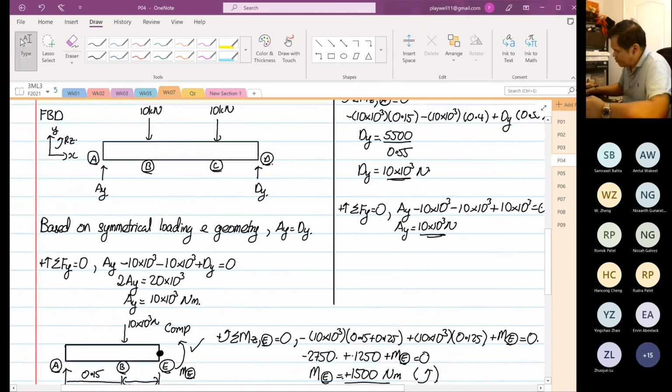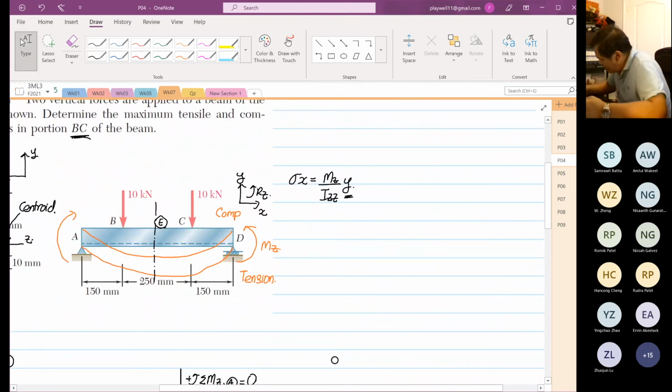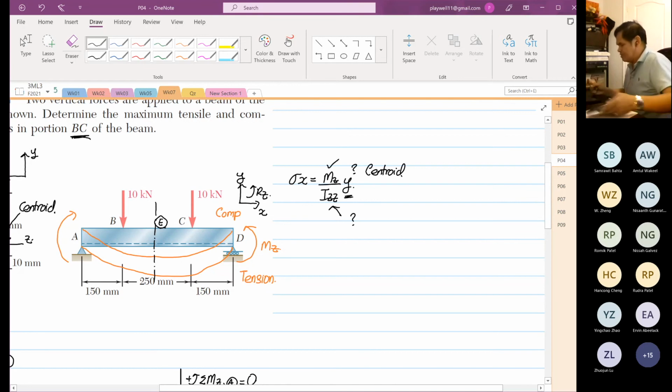So if we look at the formula, what do we have now? So the formula that we're going to apply, we have found what is our MZ. Why it depends on the distance, we don't know yet, because we don't know the centroid yet. Okay, so down here we don't know the centroid position, right? And we don't know our IZZ yet. Okay, so two more things to find.